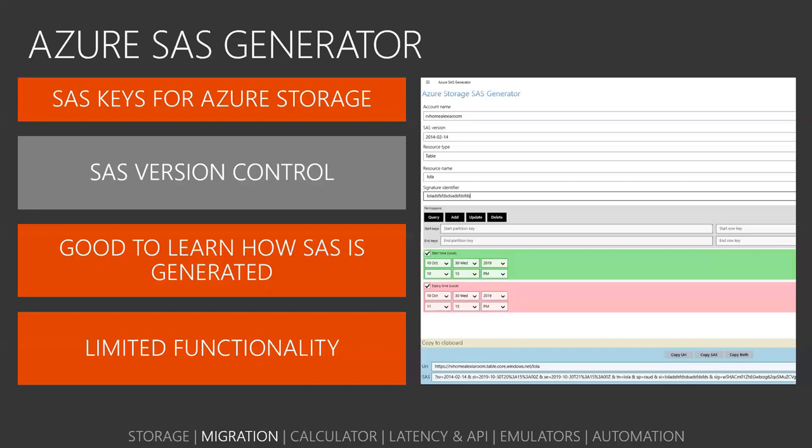Now let's go a little bit further with Azure Storage and take a look at Azure Storage SaaS Generator. I don't expect that too many of you have heard about this. It is a native Windows application that allows us to generate keys, basically shared access signature keys, for our Azure Storage. They can be for tables, queues, blobs, files, and so on.